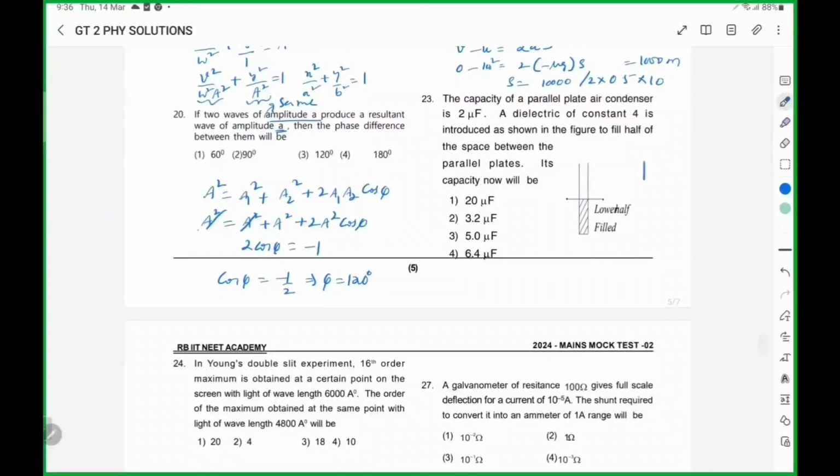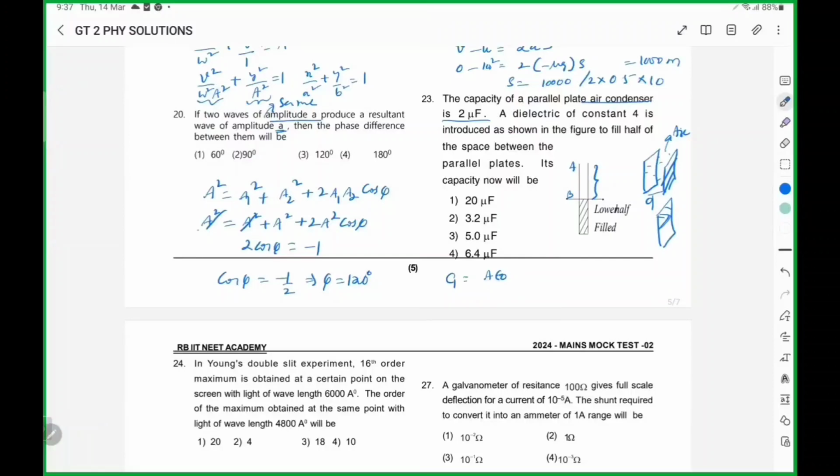Here, actually, plates are like this. In between, air is there, it is an air capacitor. But now the parallel plate air condenser is 2 μF. But here, air is only in half of the region, and the remaining half is filled with a dielectric. So you can take each as one capacitor. Earlier area is this, now that area is halved. The distance between the plates has no change.